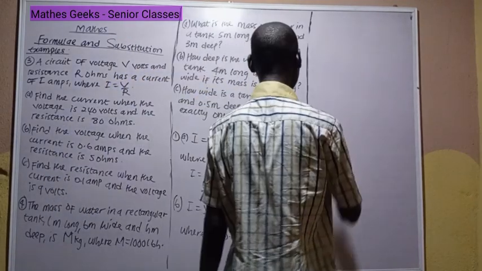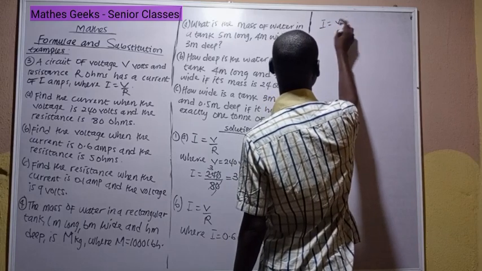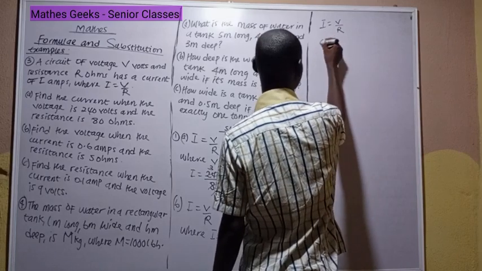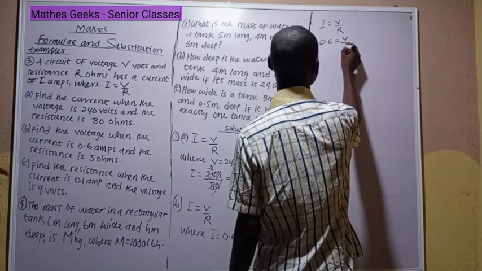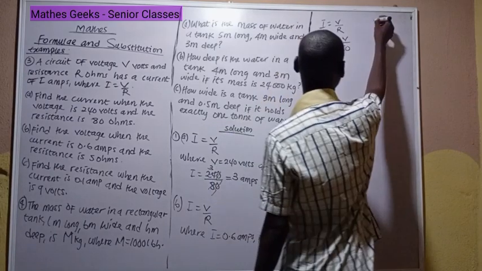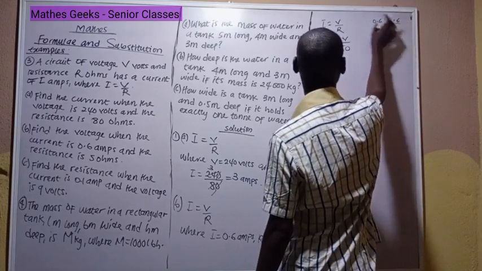So I is equal to V over R. I is equal to 0.6, so 0.6 equals V over R, and R is 50. So this is over 1. Remember, 0.6 equals 0.6 over 1. So we'll put this in place of this.